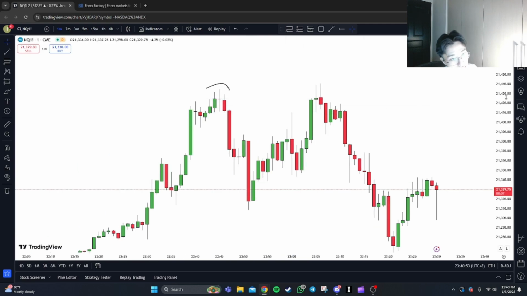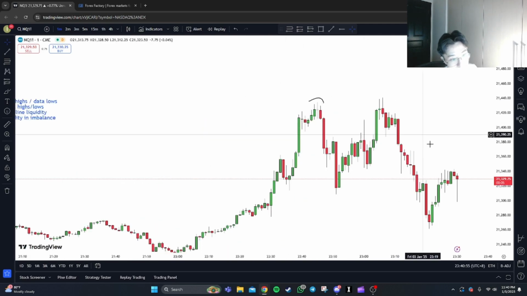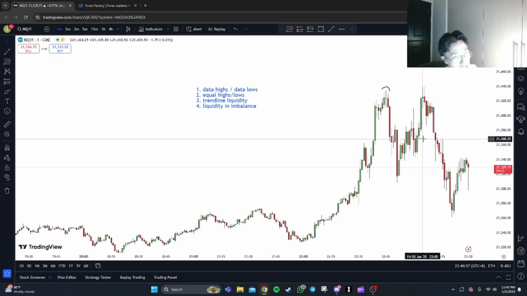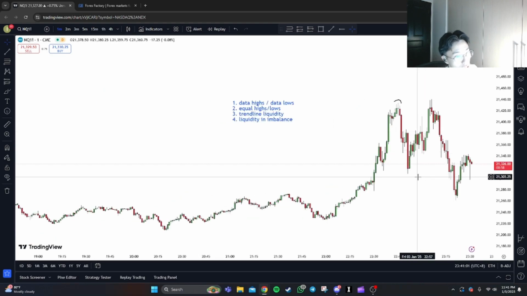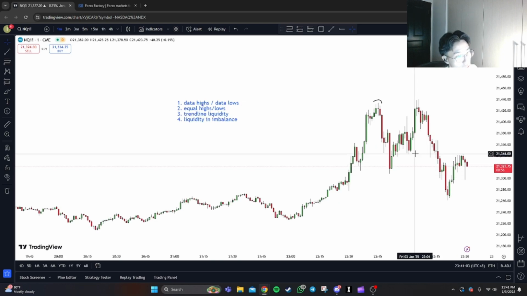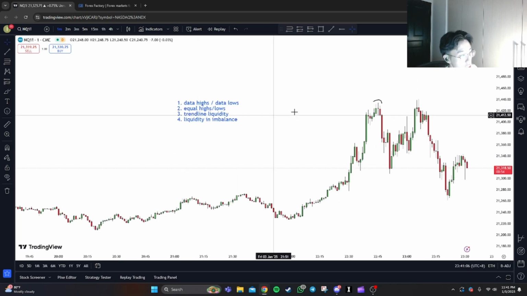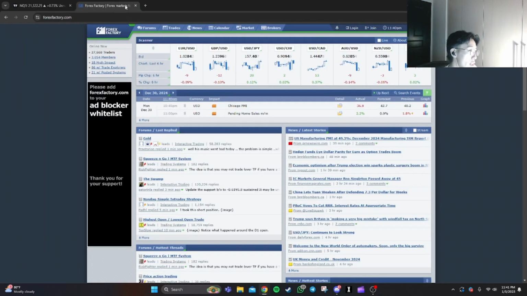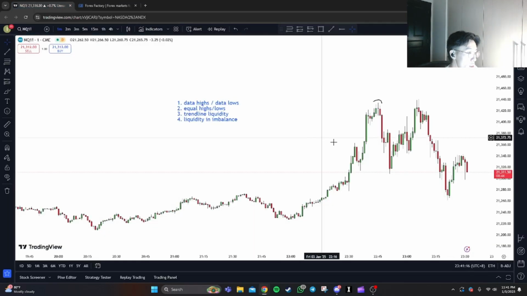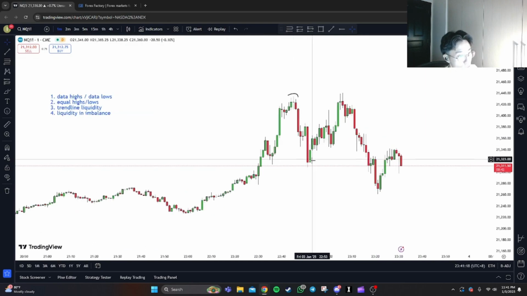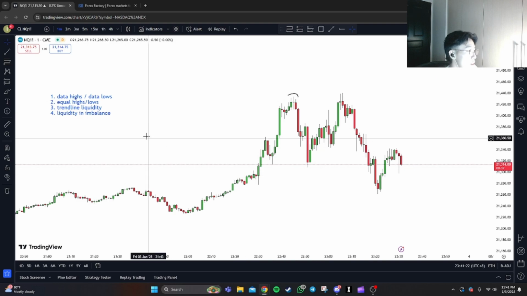If you have any questions, I know liquidity is one of the most difficult but important concepts that you have to learn. But just take note: data highs and data lows are wicks caused by news events. Forex Factory is a very important website for you to check when red folder news is going to occur, and that's when you can look for a draw on liquidity at the data highs and data lows.